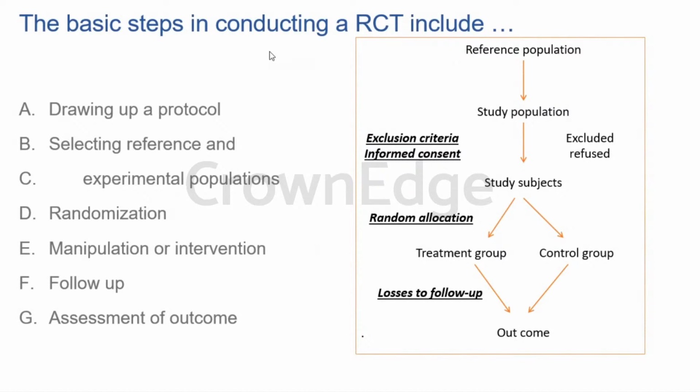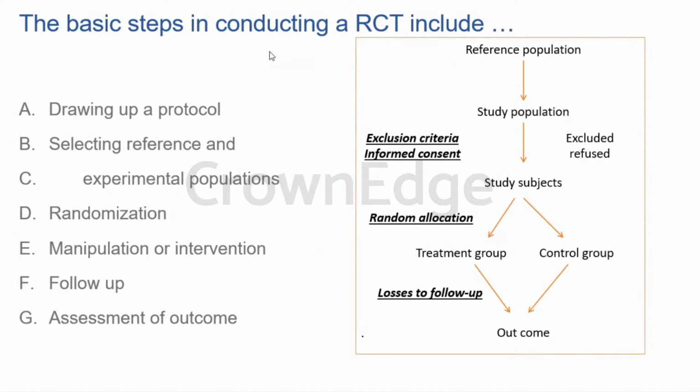First thing is, you have to draw up a protocol. Having a protocol is going to help you schedule your experiment, and understand what resources you need and how much you will need them. Once you draw up a protocol, you are going to select the reference and the experimental population. Reference population is the population that your study results are going to directly get generalized to. Experimental population is your study population.